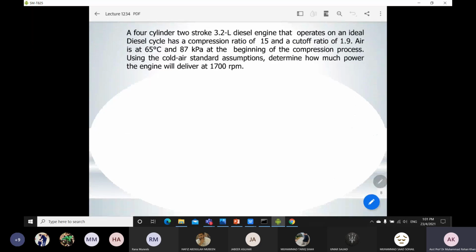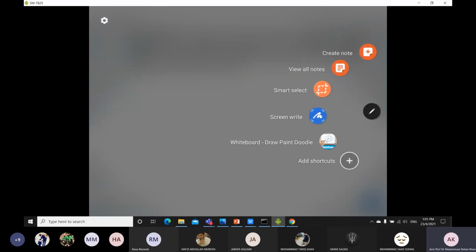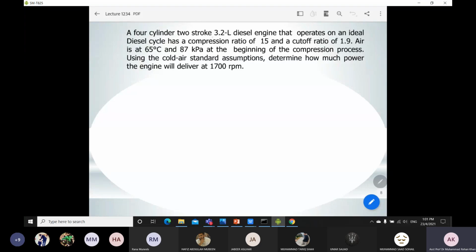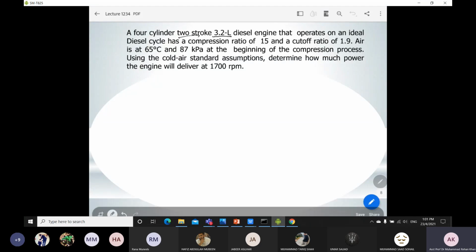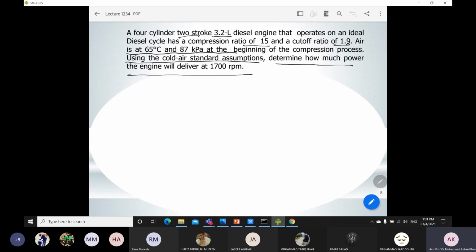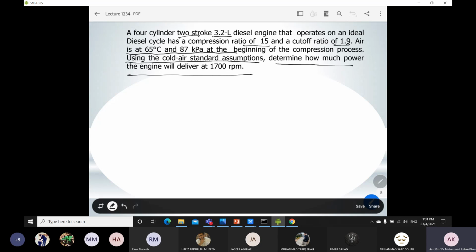Okay, so now the question which you have to solve. It is a similar question to the one I already solved in the previous slide, only the data is different. Here it is a 3.0 liter diesel engine, two-stroke as well. The compression ratio is given, the cutoff ratio is given, and the initial temperature and pressure, T1 and P1, are given. Use the constant specific heat ratio value, and determine how much power the engine will deliver at 1700 RPM.